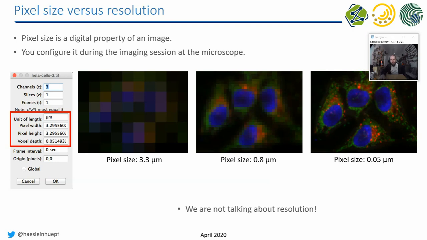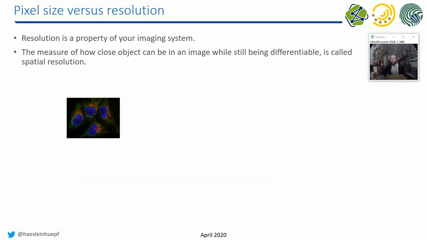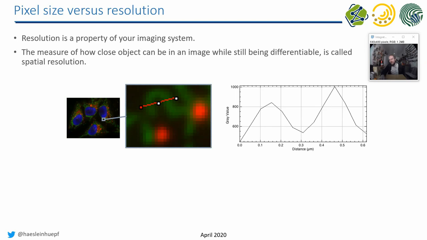Resolution is something different. Resolution is actually a property of your imaging system. It tells us how close objects in an image can be so that we can still differentiate them. So let's look at that image. I will again zoom in a bit, and I have drawn a line here through this green channel, and I'm now plotting the intensity along this line in a plot. And I can clearly see that there are two objects. The intensity is bright here and bright here, and in between it's not. So there are two things in this image.